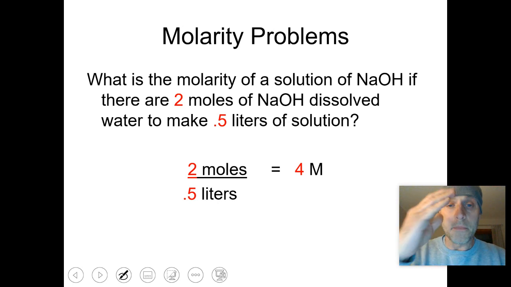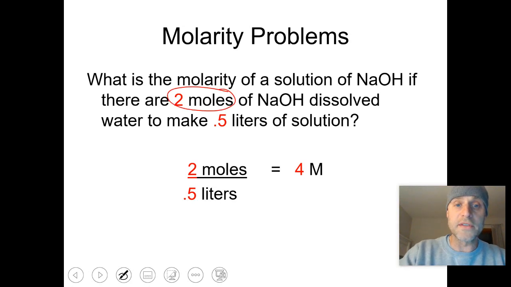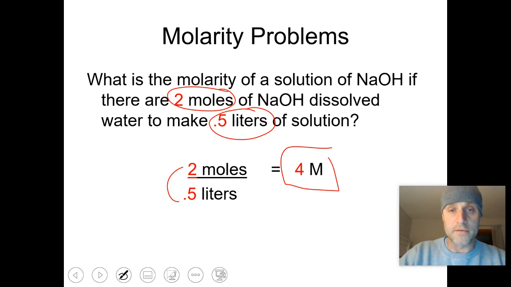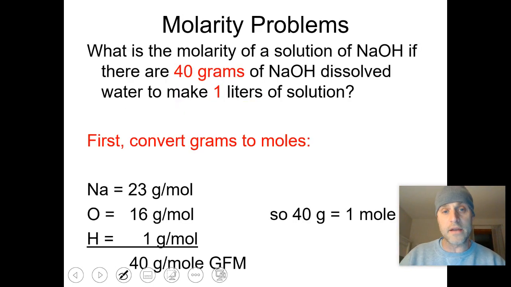What if I had 0.5 liters? Moles over liters, 2 divided by 0.5, 4 molar. Okay. So hopefully this isn't too complicated, but I want you to understand what's going on here. Now, here's another way to look at it.